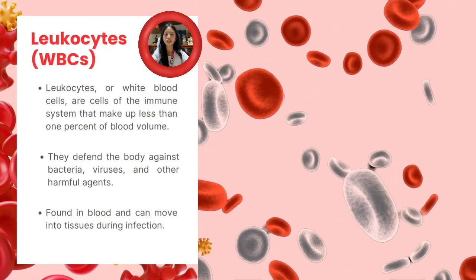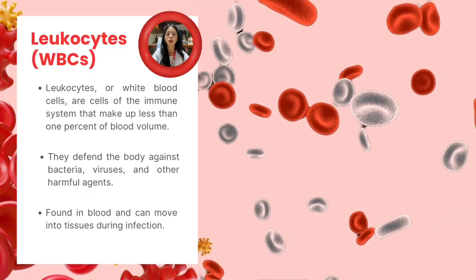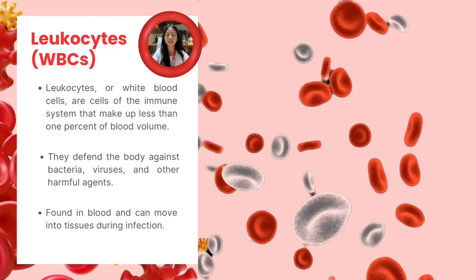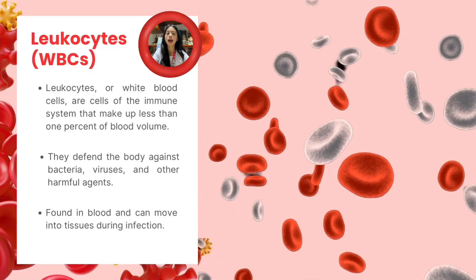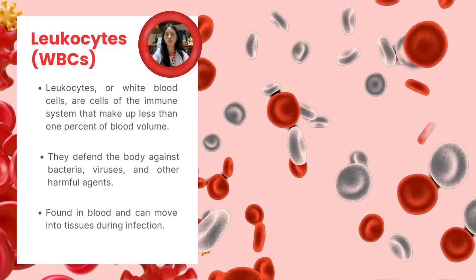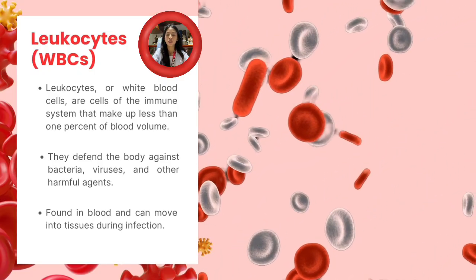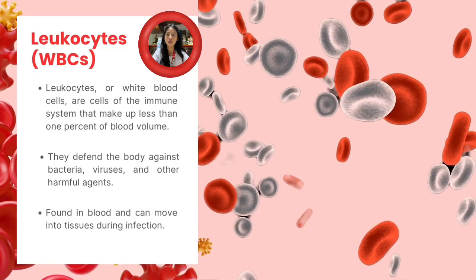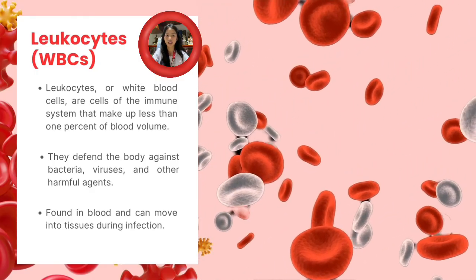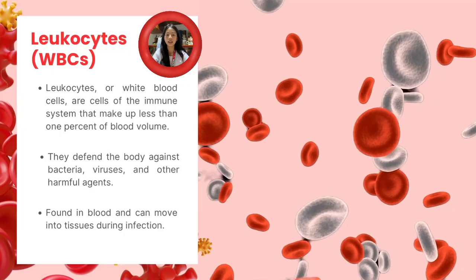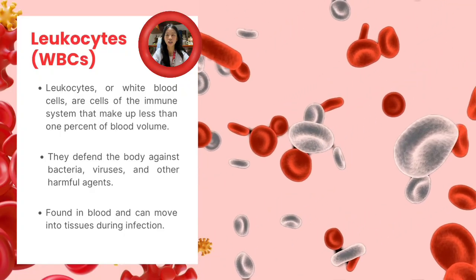Third, we have leukocytes or the WBCs. Leukocytes or white blood cells are cells in the immune system that make up less than 1% of blood volume. They defend the body against bacteria, viruses, and other harmful agents. They are found in blood and can move into tissues during infection.